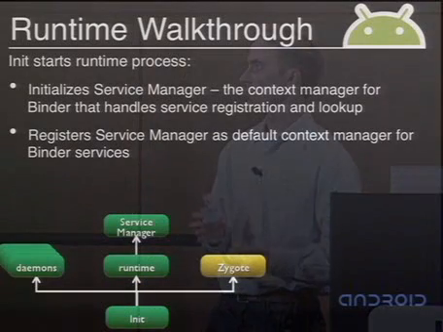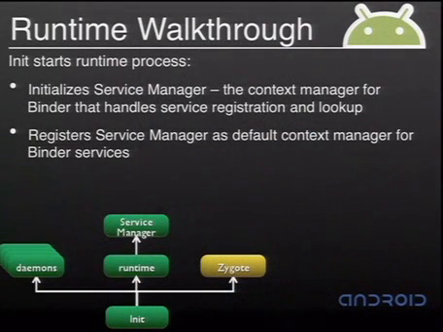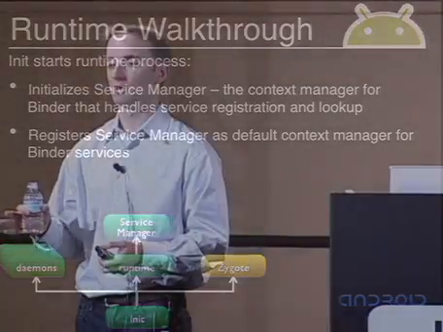So the next thing that init does is it starts up the runtime process. And the runtime process does one very important thing. It starts the service manager. And this is really the context object that we had talked about earlier. It provides the really DNS or local lookup service for all of the services controlled through Binder. And it registers that service manager as the default context for Binder services.